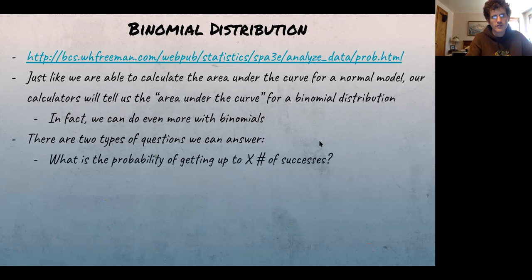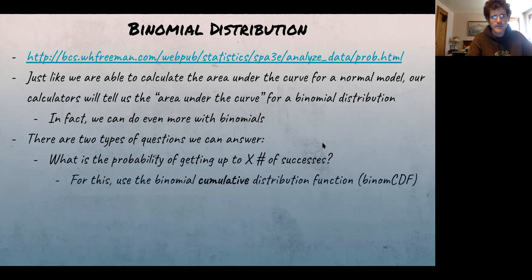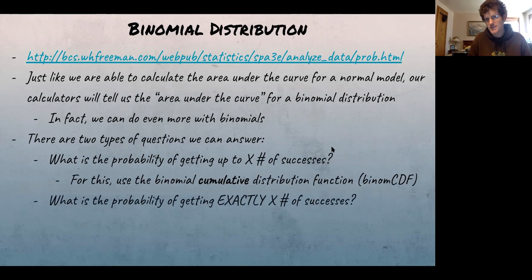We can answer the question, what's the probability of getting up to X number of successes? For that, we're going to use a specific function on our calculator, which is called the binomial cumulative distribution function, or cumulative density. I actually don't know. But anyways, the only thing that matters is binomial CDF. And then we also have the probability of getting exactly X number of successes.